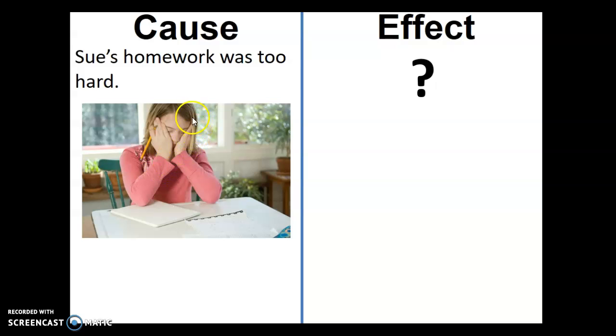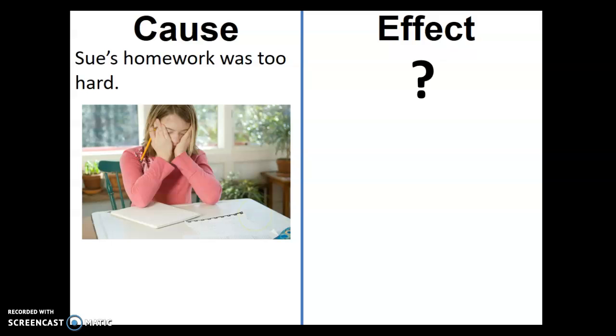Cause. Sue's homework was too hard. What would be the effect of her homework being too hard? Again, this is not going to give you the effect. I want you to try and come up with one on your own. I think since her homework was too hard, she got on her teacher's office hours on Google Classroom at 2:40 to ask for help, just like you can do every day at 2:40 to 3:30, if you are still remote and working at home. If you're in the classroom, then we work on those things in class.